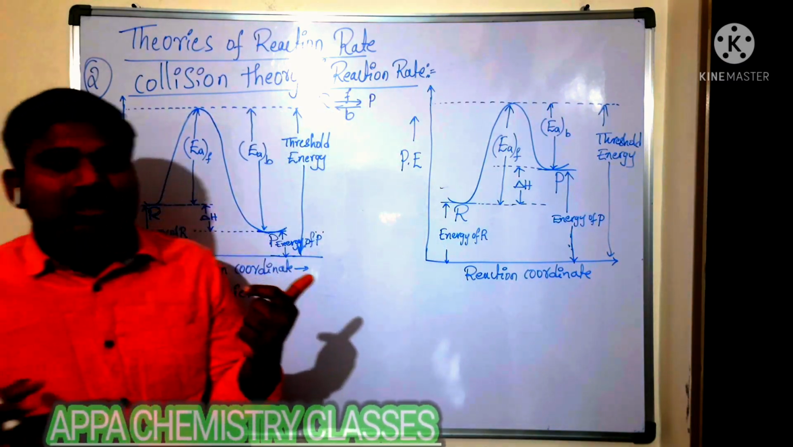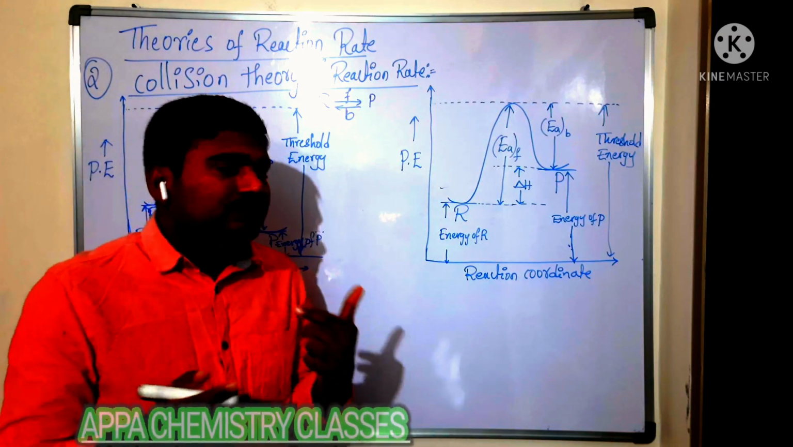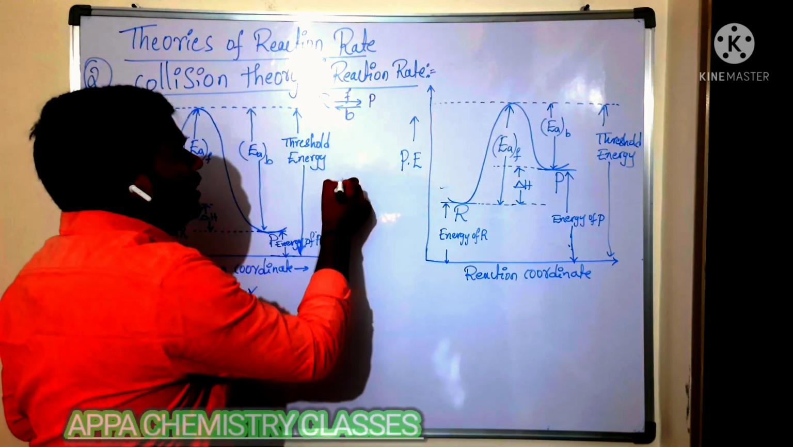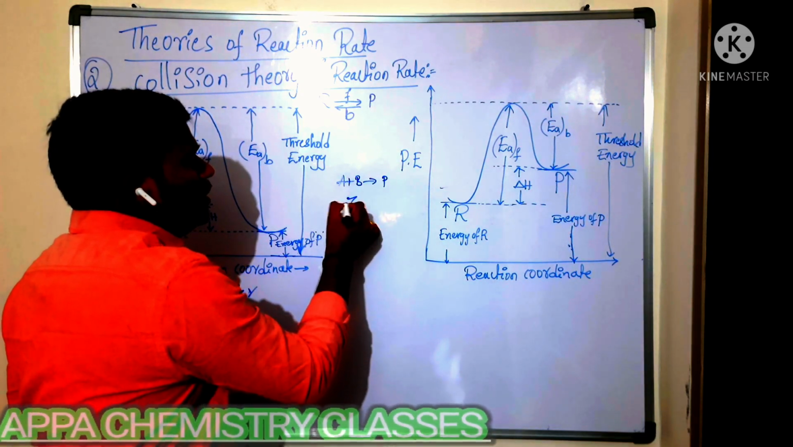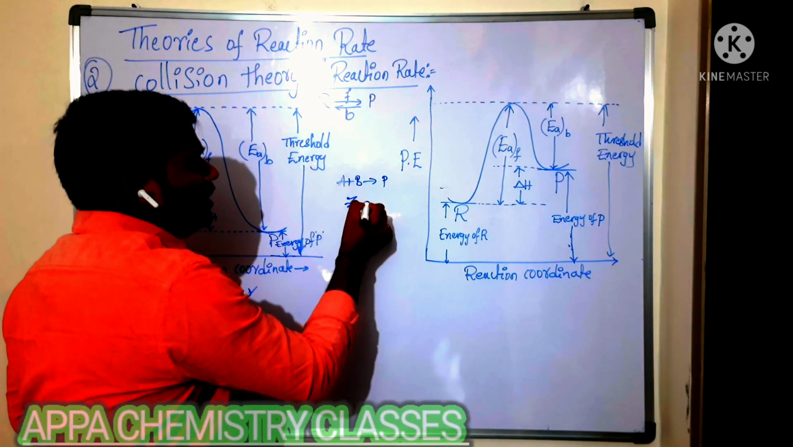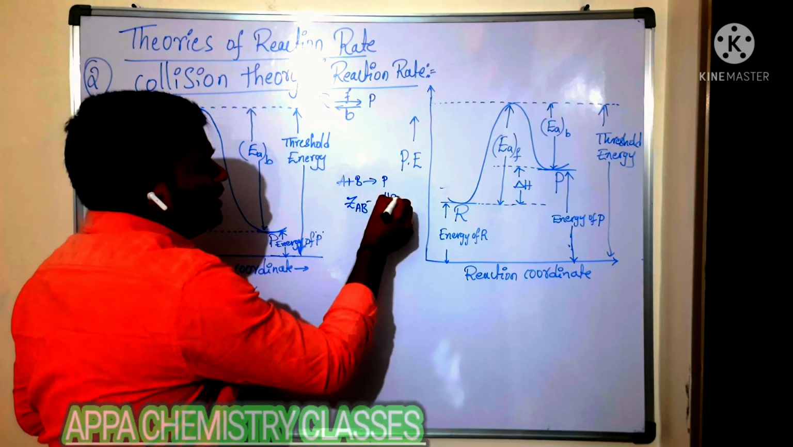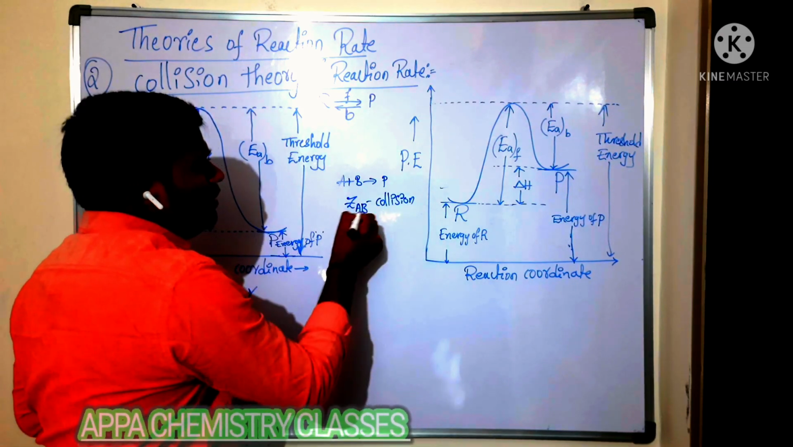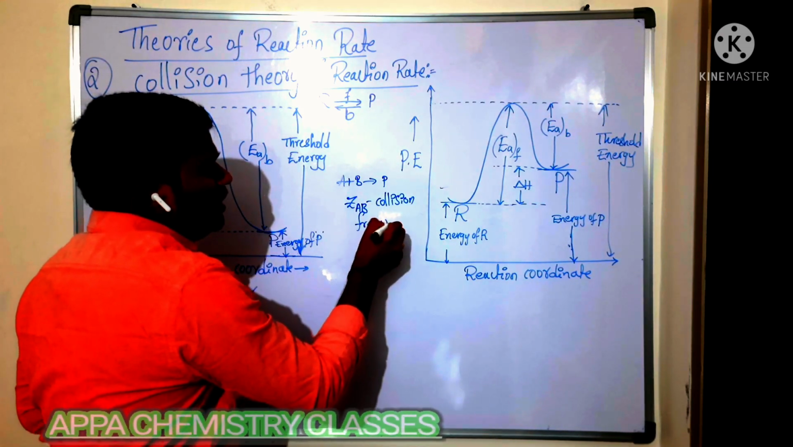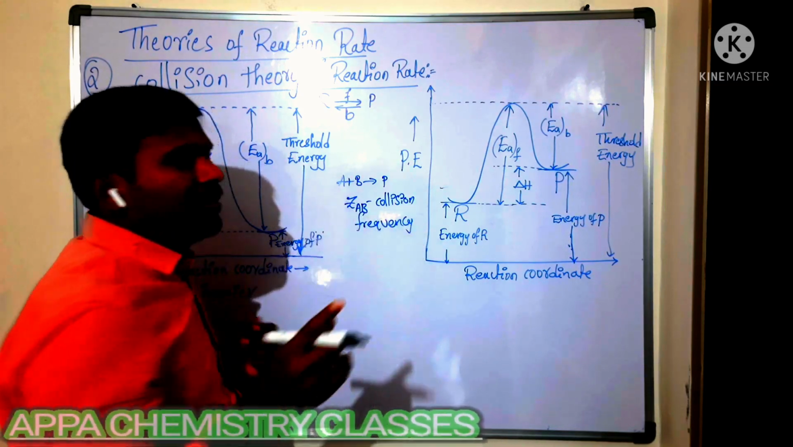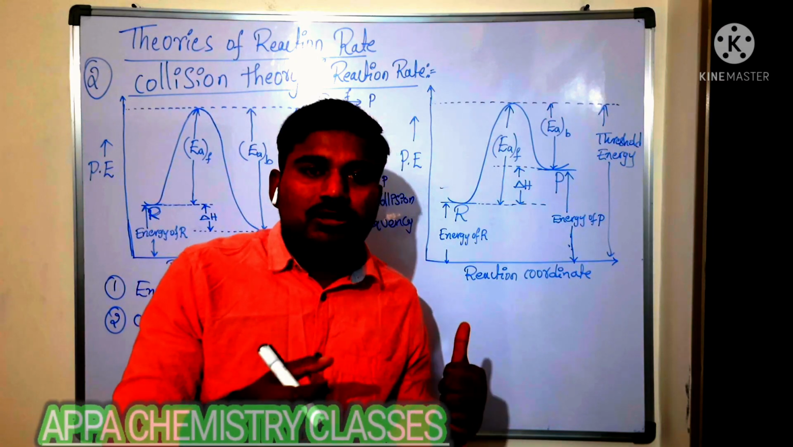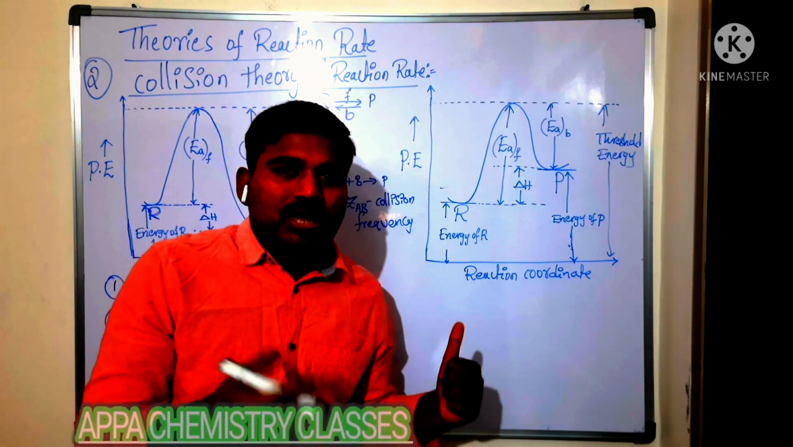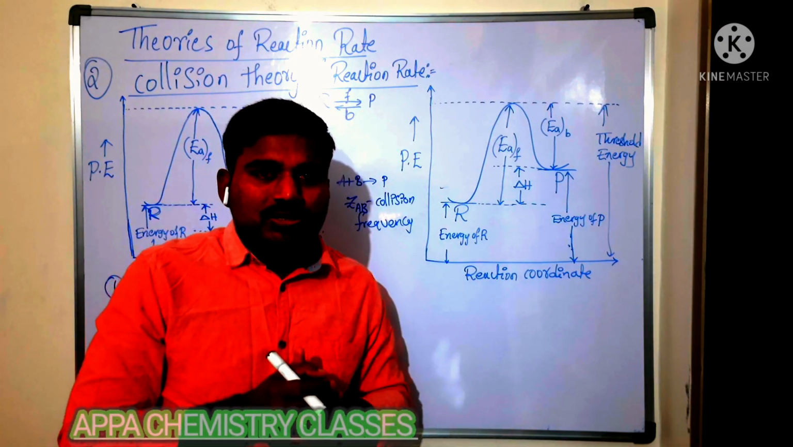Collision frequency is represented with Z. For example, A and B reactants are converted to product. So ZAB is the collision frequency. So what is meant by collision frequency? The number of collisions made in 1 second per unit volume is called collision frequency. Rate is directly proportional to that collision frequency.